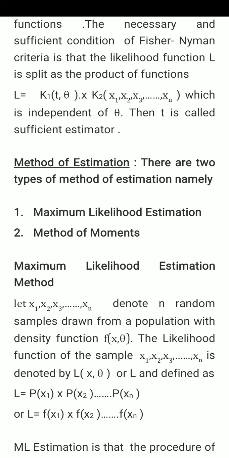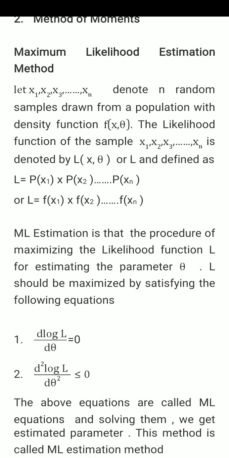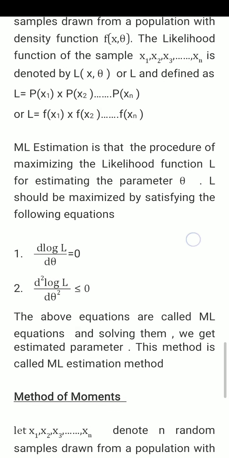Then a very important concept is the method of estimation. We have two types of method of estimation, namely maximum likelihood estimation and method of moments. Now I discuss the method of maximum likelihood estimation. First, we draw the sample x1, x2, ..., xn from the population with the density function f of x comma theta. The likelihood function of the sample is L, already defined. L is equal to p of x1 into p of x2 into ... p of xn, or L is equal to f of x1 into f of x2 into ... f of xn.